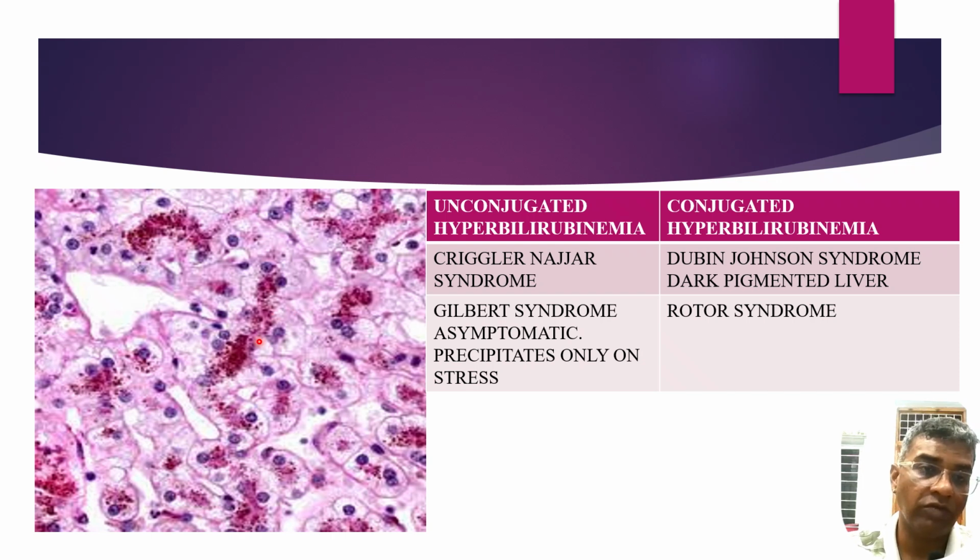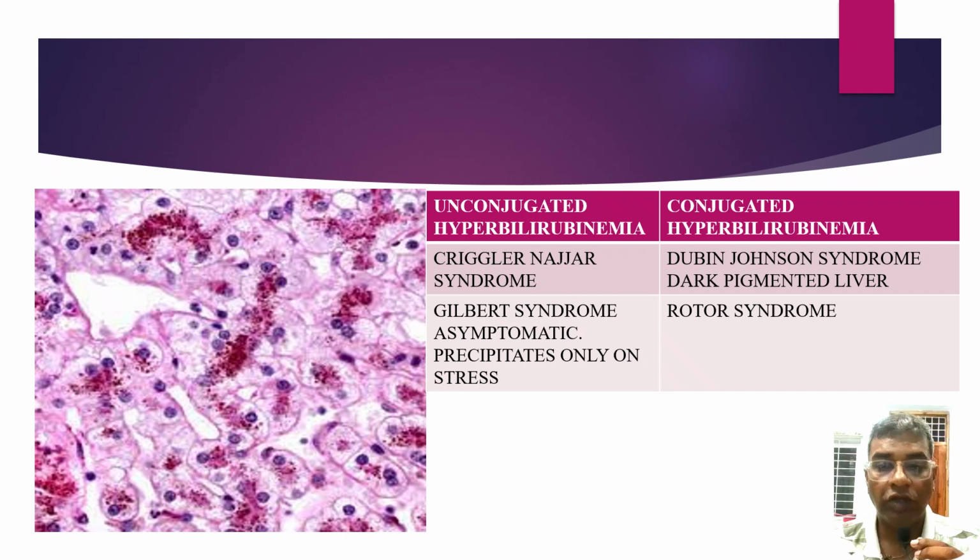So, Dubin-Johnson syndrome. Among the conjugated hyperbilirubinemias, Dubin-Johnson syndrome and Rotor syndrome can be differentiated based on the pigment deposition. Pigment deposition occurs in Dubin-Johnson syndrome, so there will be a dark pigmented liver: D for dark, D for Dubin-Johnson syndrome. Whereas there will be no pigmentation in Rotor syndrome and no hepatomegaly in Rotor syndrome, whereas there will be hepatomegaly in Dubin-Johnson syndrome. This is the difference between Dubin-Johnson syndrome and Rotor syndrome.